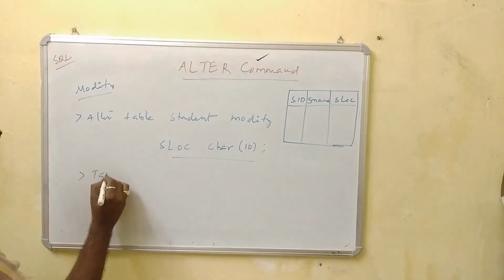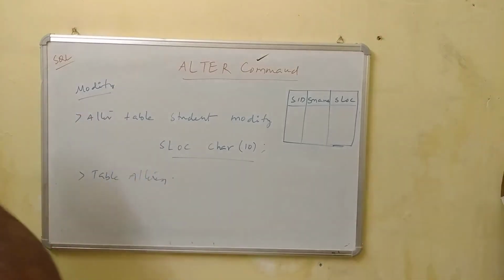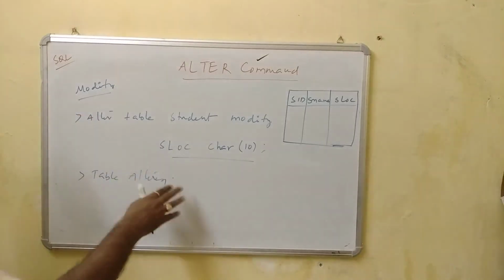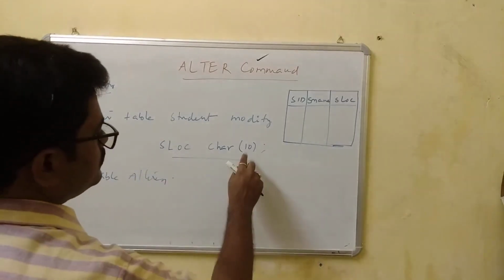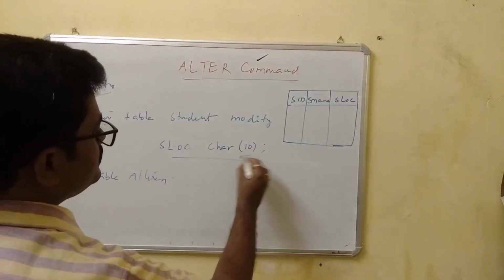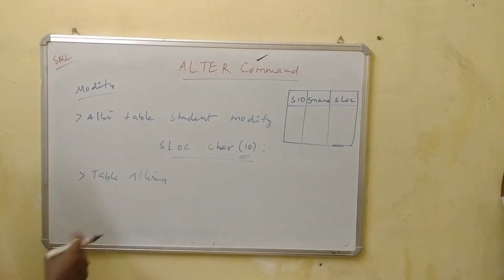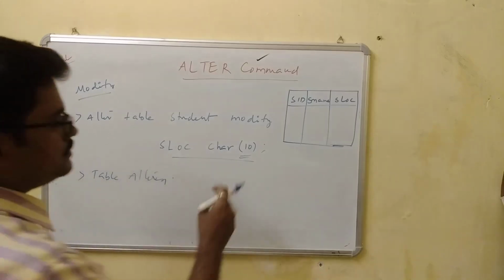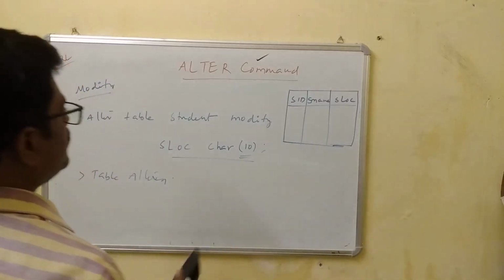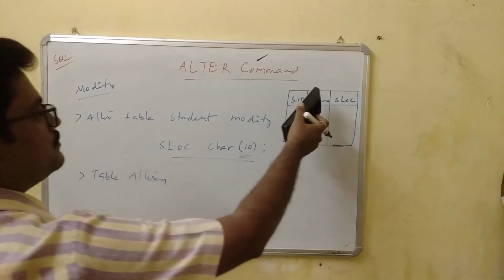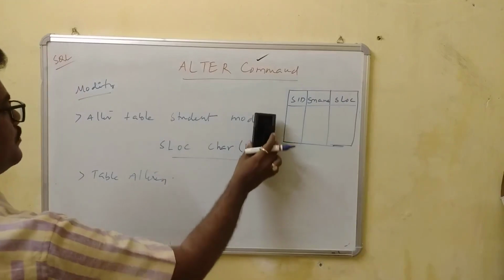Now the table is altered. If you want to see the reflection, we can go for describe or select star from. The size must be greater than the previous one, otherwise it is not going to be allowed. A lesser value cannot be taken because the data is already there in the table. Likewise, we can modify the data type by using the alter command.